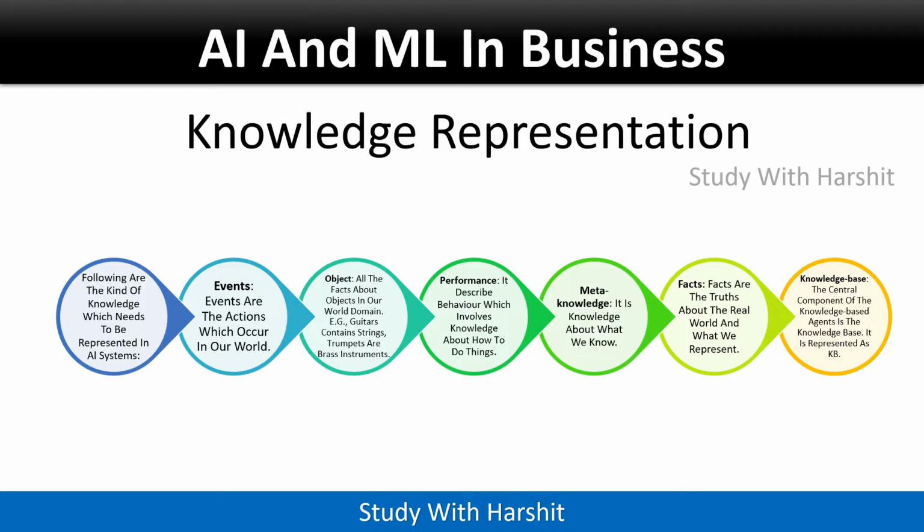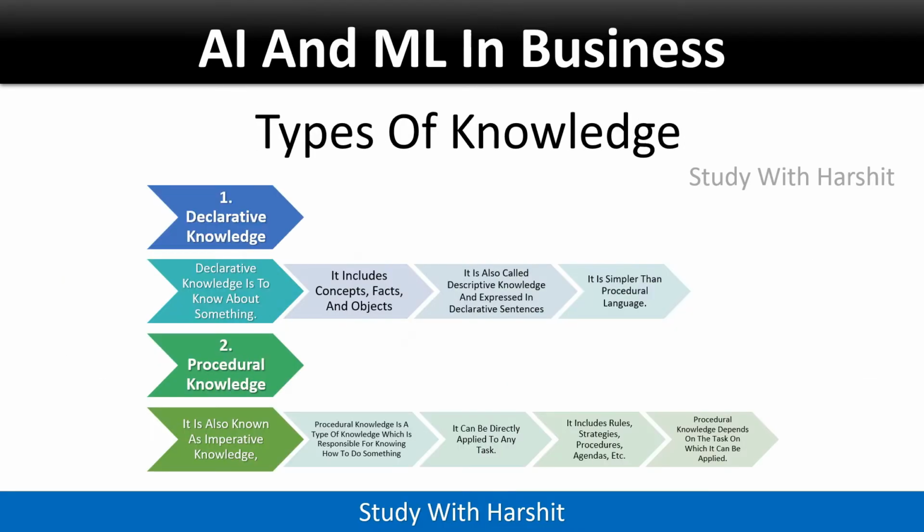Knowledge base. The central component of the knowledge-based agent is the knowledge base. It is represented as KB. Types of knowledge. First, declarative knowledge. Declarative knowledge is to know about something. It includes concepts, facts, and objects. It is also called descriptive knowledge and is expressed in declarative sentences. It is simpler than procedural language.